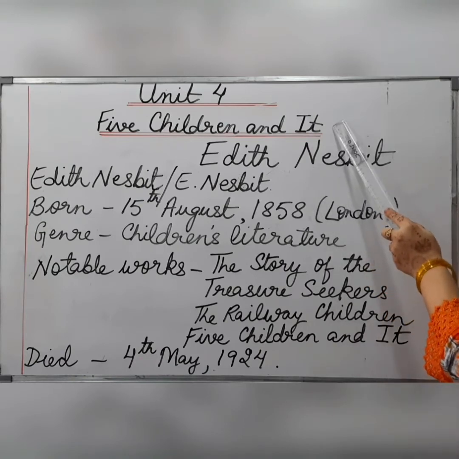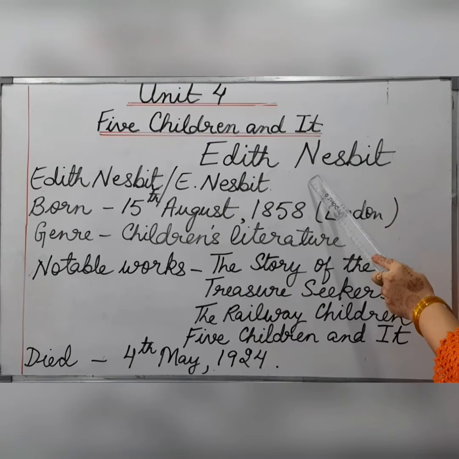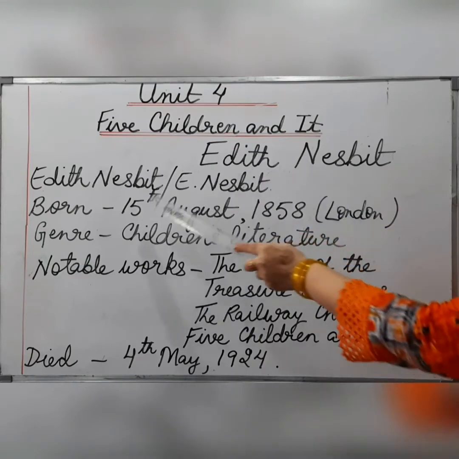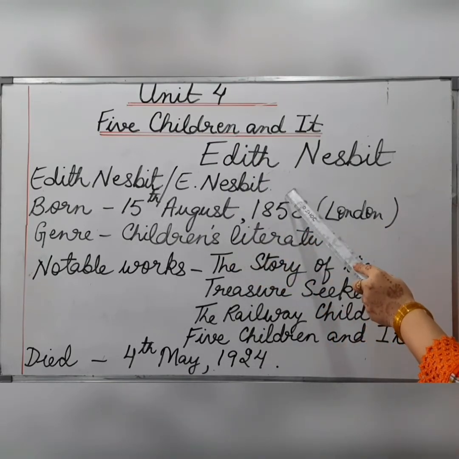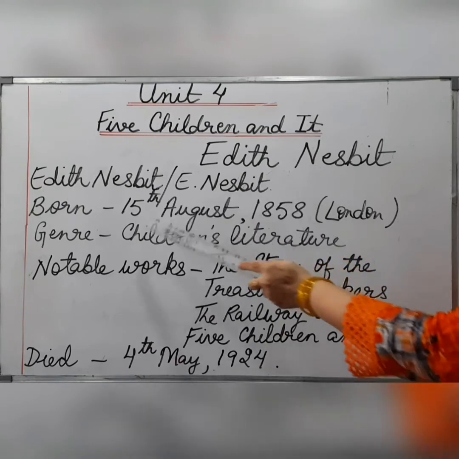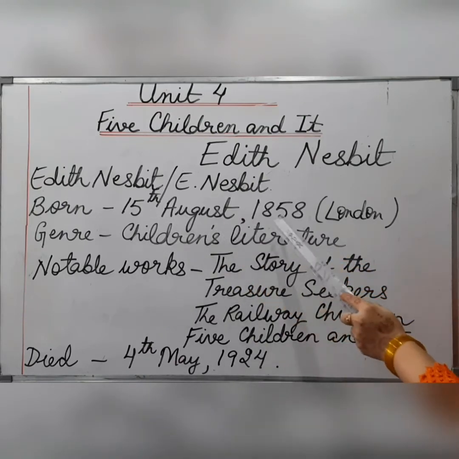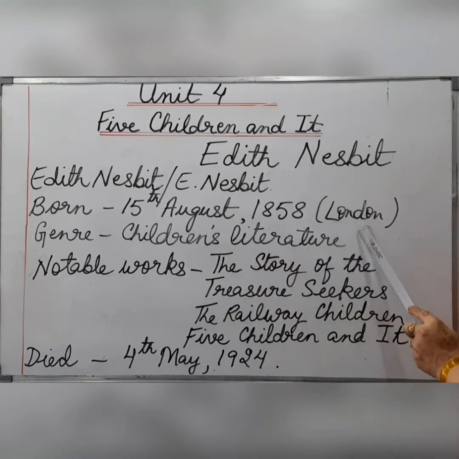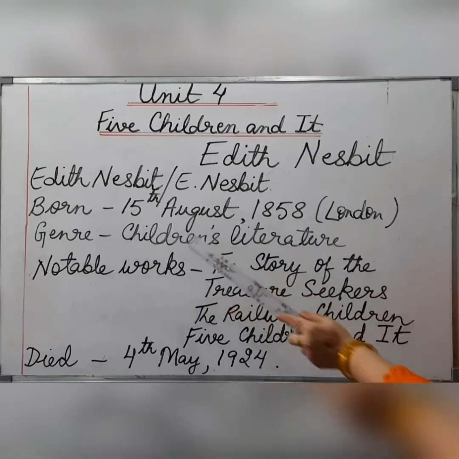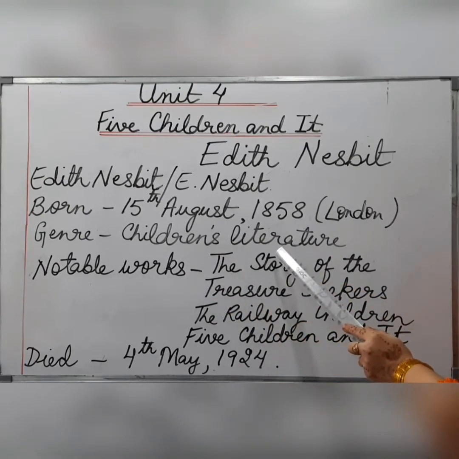So before we read this chapter and understand this chapter, we should know about Edith Nesbit. Edith Nesbit is popularly known as E. Nesbit. She was born on 15th August 1858 in London. Genre, children's literature. So she has written mostly for children.